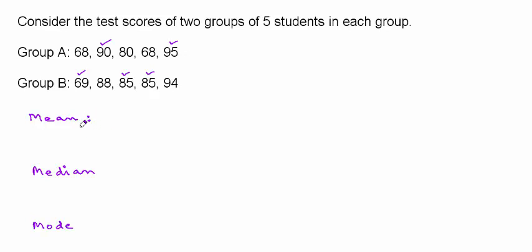The mean of a set of numbers is the sum of the numbers divided by, I'm going to write this as a fraction, this fraction bar indicates division, divided by the number of numbers.